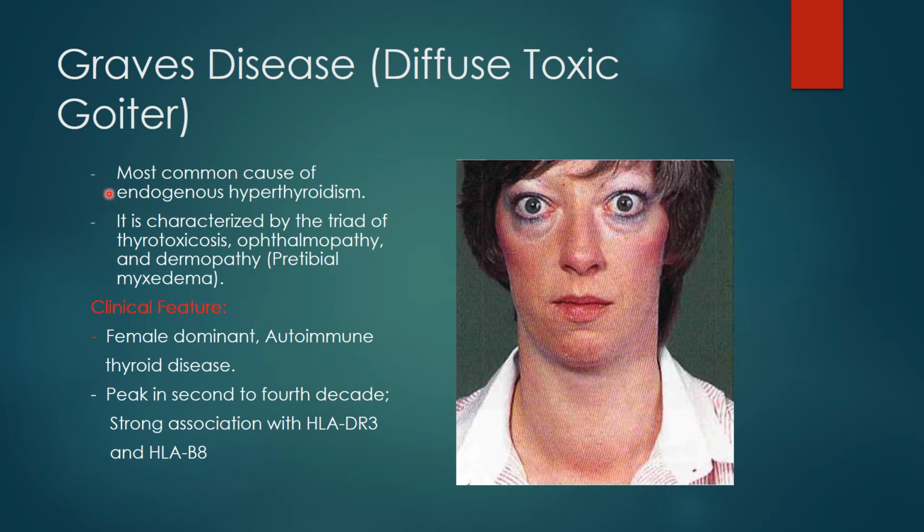So in short, Graves' disease is a type of hyperthyroidism which shows thyrotoxicosis, ophthalmopathy and dermopathy. It is a female dominant disease. It is an autoimmune disease. It occurs after 20 years of age and below 40 years of age, associated with HLA-DR3 and HLA-B8.